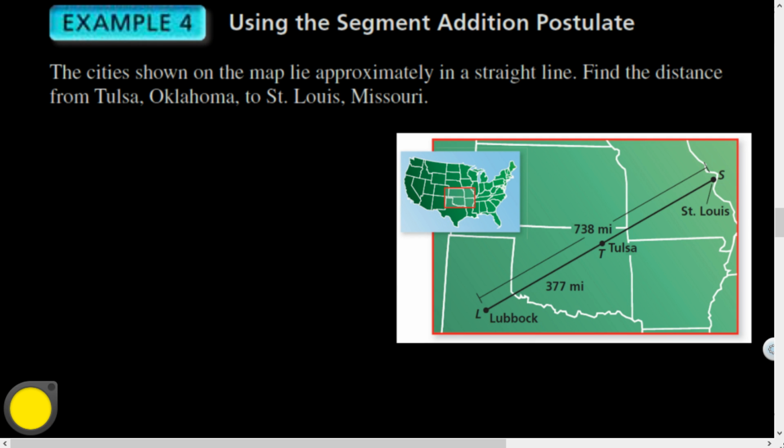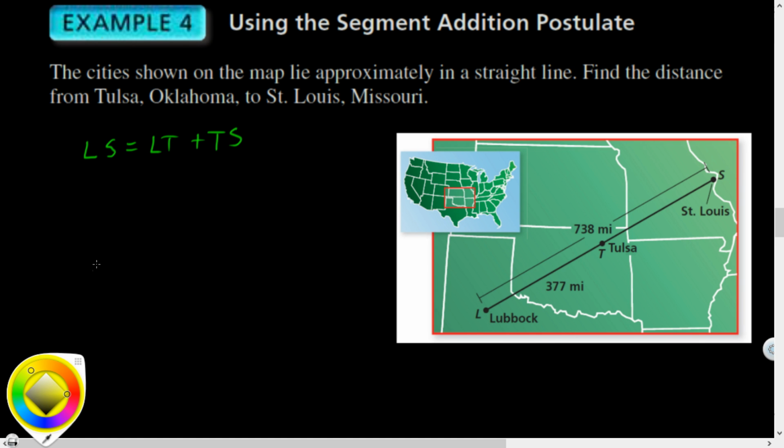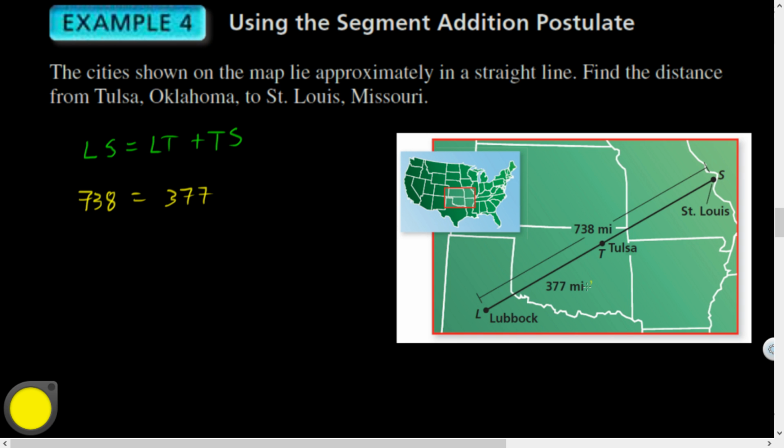The cities shown on the map lie approximately in a straight line. Find the distance from Tulsa, Oklahoma to St. Louis, Missouri. I'm gonna say LS is gonna equal the LT plus the TS. That feels true. The entire distance is 738, and 377 is LT. These are measured in miles. Plus TS. And let's solve for this TS.